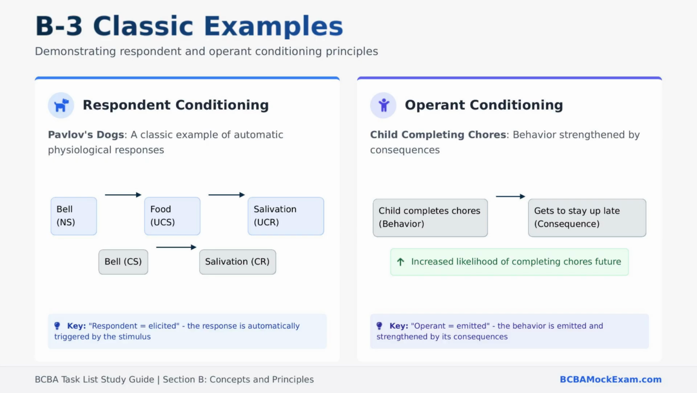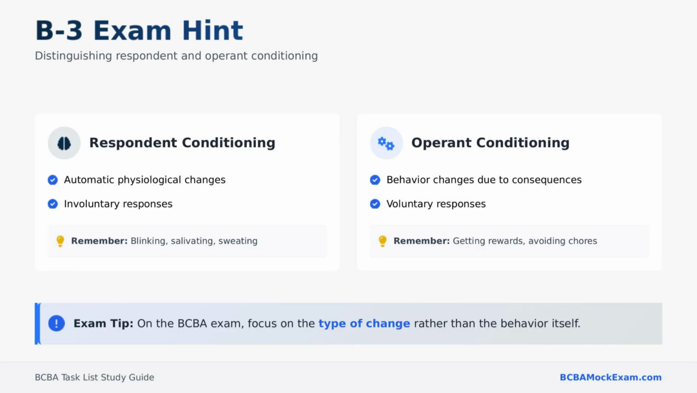A student gets praise for completing a worksheet and starts finishing more, operant. Your heart races when you hear thunder after lightning, respondent. A quick memory hack, respondent equals reflex, operant equals choice. And if the question mentions pairing two stimuli, that's respondent. If it mentions a behavior followed by a consequence, that's operant. On the exam, they love to mix these up. So look for words like automatic versus voluntary.